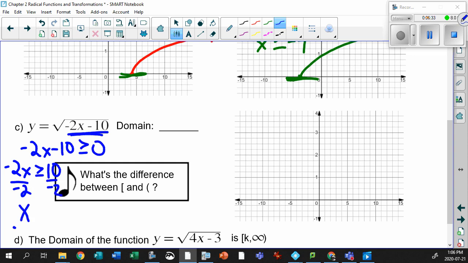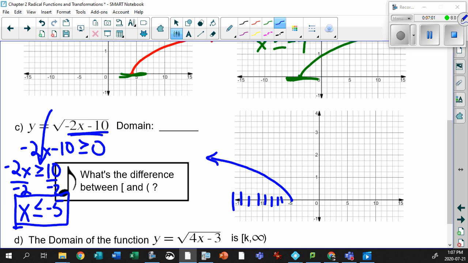X, uh-oh. Remember, when we're dividing by a negative, what happens to this inequality? That's right. It's got to be flipped. So this is negative 5. So your values of x have to actually be less than negative 5. So negative 5 is your starting point. Values less means that it's going to start arcing this way. Why? Because you want values less than negative 5. Values bigger than negative 5 aren't going to work.